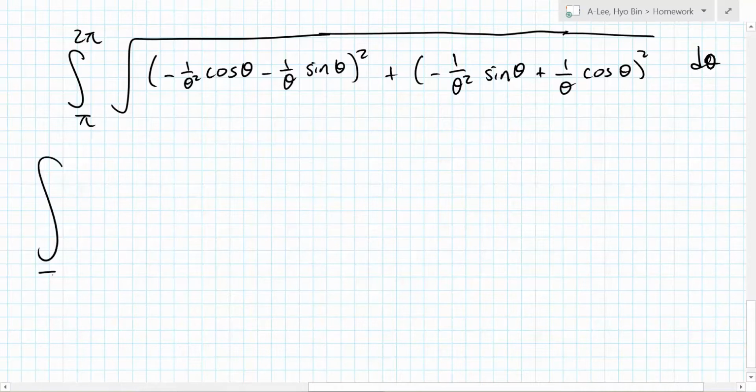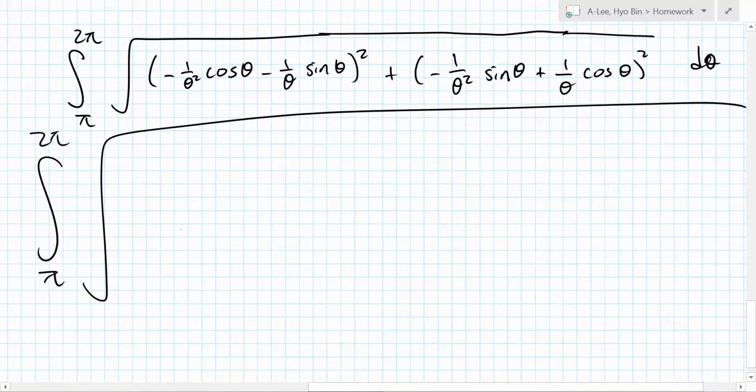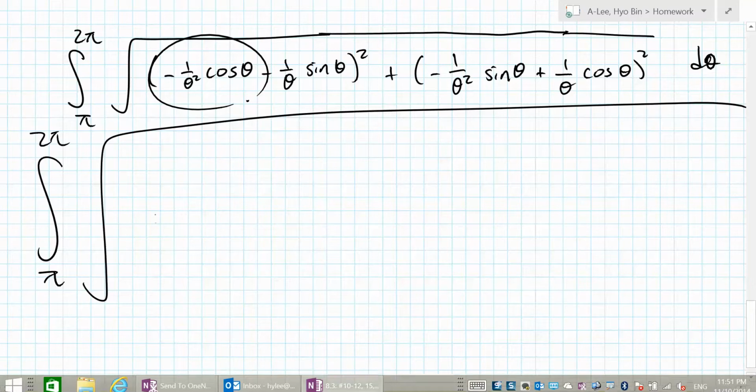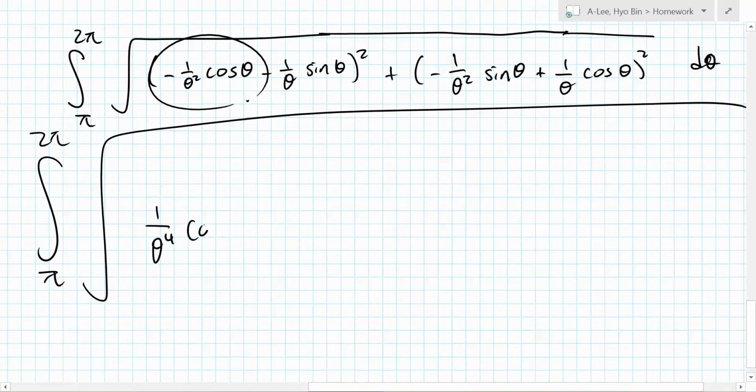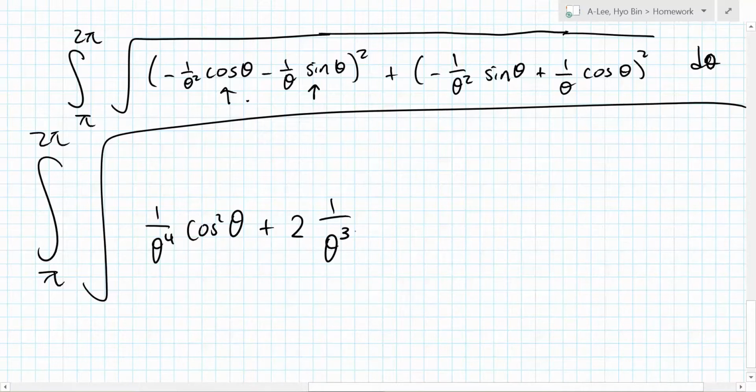So the integral from pi to 2 pi of this huge thing, and the square of this first term will be 1 over theta to the fourth cosine squared theta, and then the multiplication of these two terms multiplied by 2 would be plus 2 times 1 over theta cubed cosine theta sine theta.